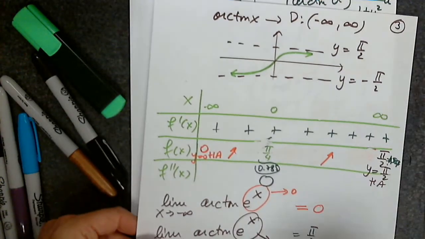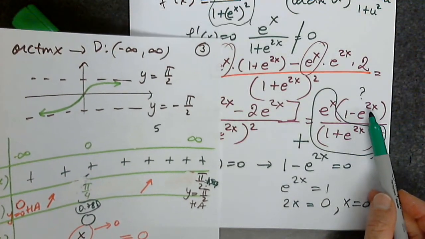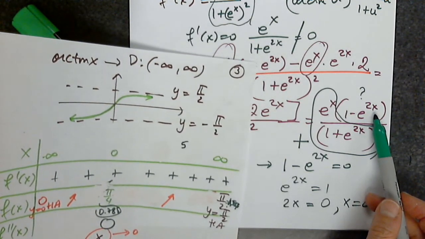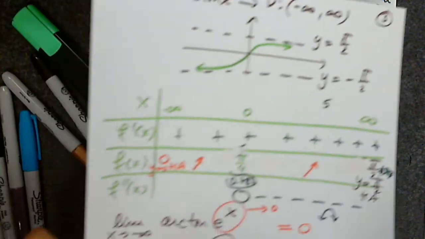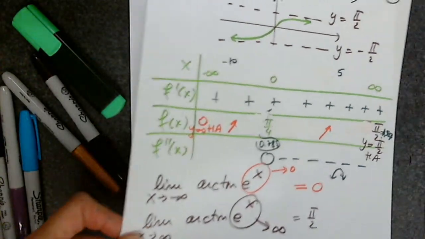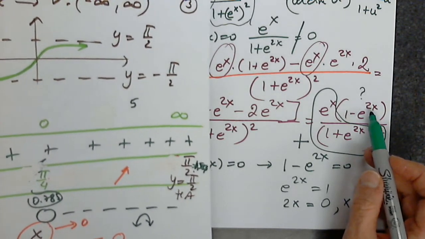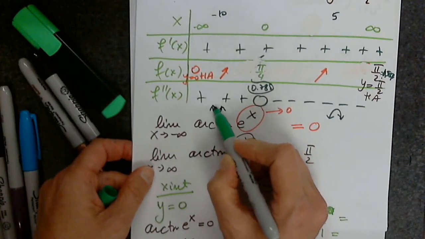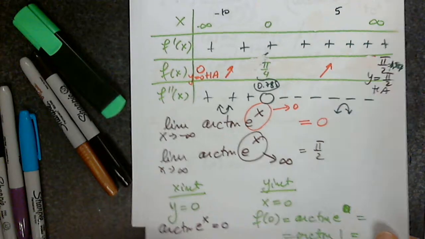Well, no problem. So let's say I plug in 5. 1 minus e to the 10th. E to the 10th is almost 3 to the 10th power. Huge, negative, definitely negative. No problem there. Now I'm going to plug in negative 10. 2 times negative 10 is negative 20. But e to negative 20 is almost 0. So this is positive. E to negative 20 is 1 over e to the 20th power. And that's almost 0. Is that clear?